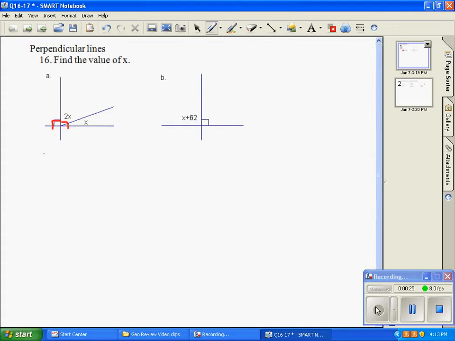So we can just say 2x plus x equals 90. So 2x plus x gives us 3x. And so therefore x is equal to 30.